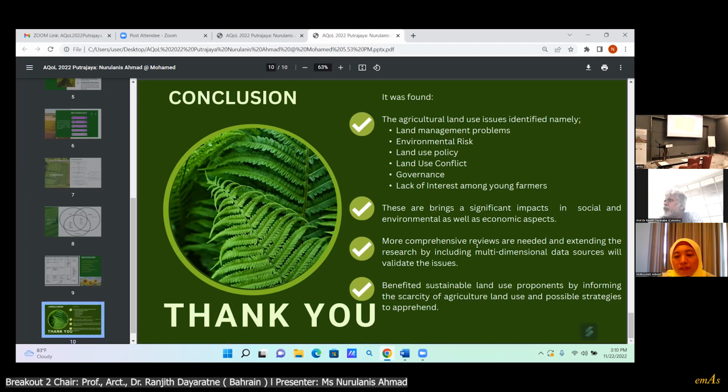More comprehensive review is needed to extend this research, because we are only focusing on a scoping review of how agricultural land use affects the social, economic and environmental aspects. A comprehensive review is needed, taking into consideration multi-dimensional data sources to validate the issues. This research also benefits sustainable land use proponents by informing them of the scarcity of agricultural land and possible strategies to address it.